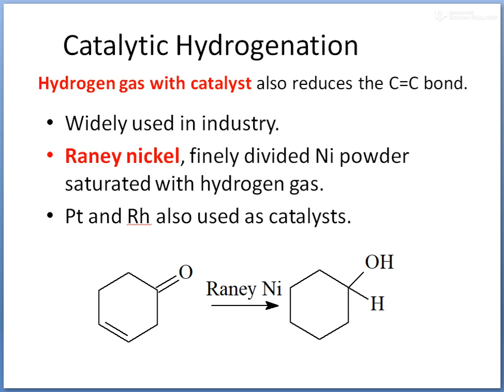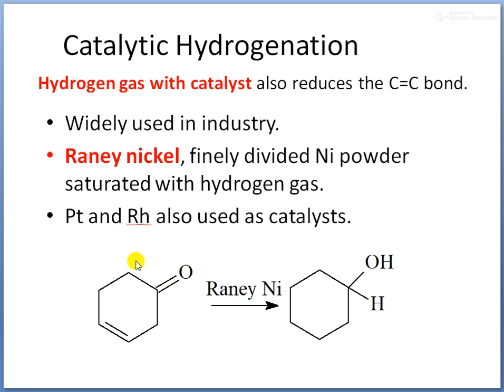Another method for reducing the carbonyl group is using a metal catalyst, that is by the process of catalytic hydrogenation. So hydrogen gas with a catalyst is used for reducing the carbon-carbon double bond here. So this is not a very selective reaction. Here, in addition to the carbonyl group, the C=C double bond is also reduced.